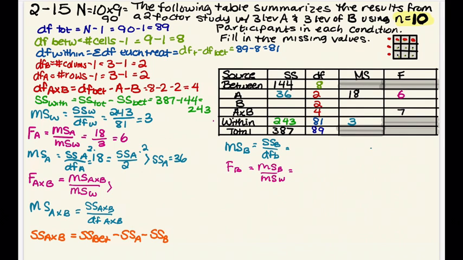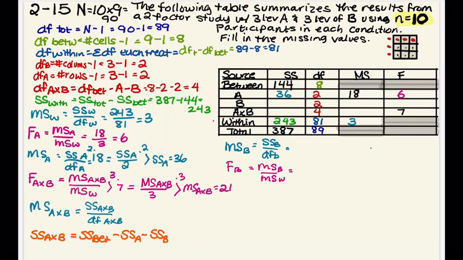Since we know the F ratio for our interaction and the mean square within, we can use these numbers to solve for the mean square of the interaction. We'll multiply each side by 3 to get rid of our denominator and find a mean square of 21.